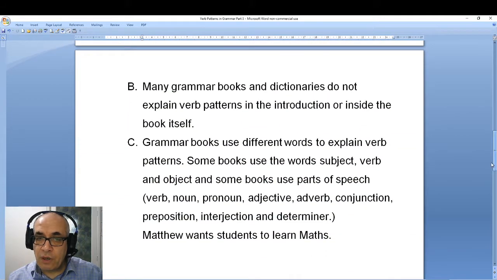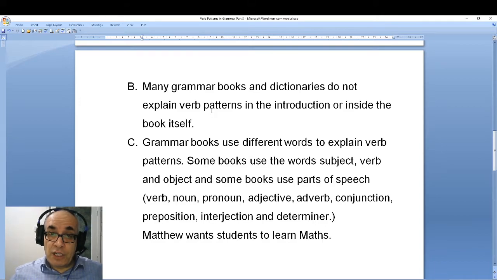Number 2. Why again are verb patterns difficult? Number B. Many grammar books and dictionaries do not explain verb patterns in the introduction or inside the book itself. They don't explain verb patterns. So you have to read the sentence and think, and then see, analyze, think what I can use after this verb. Very few dictionaries tell you this, like the Collins dictionary or the Oxford English dictionary will tell you about verb patterns.